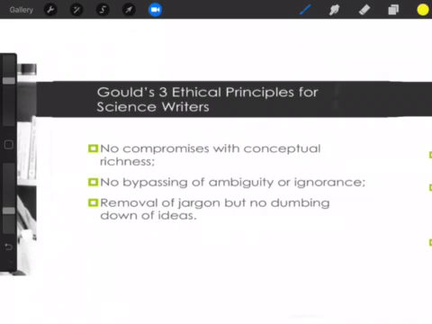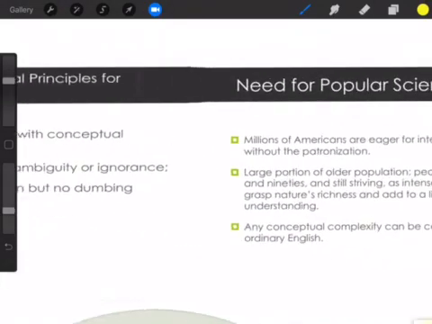And then removal of jargon, but no dumbing down of ideas. Making sure that you're not using specific abbreviated terms or something that's more complex when you can say it in simpler terms. So making sure to think about that as you're writing. In your first draft, you don't necessarily have to. We can go back and say, okay, we're going to need to explain this in simpler terms or pick a new word for this. But as we're revising, that will be one of the things that we look for.